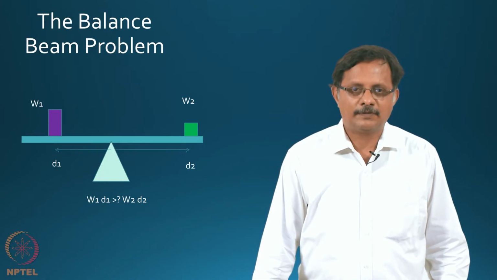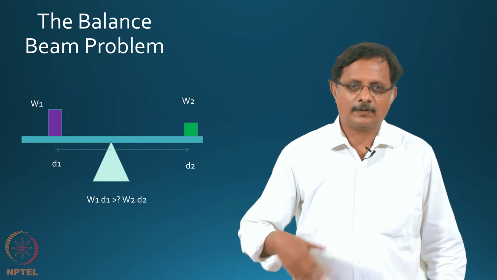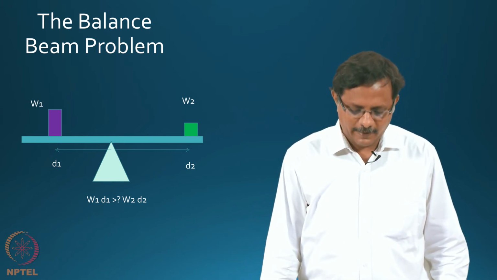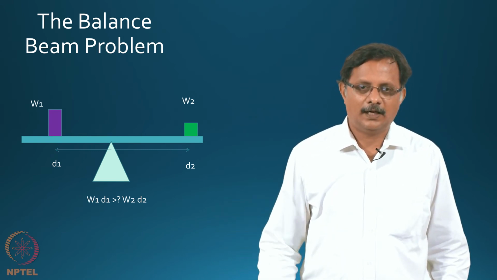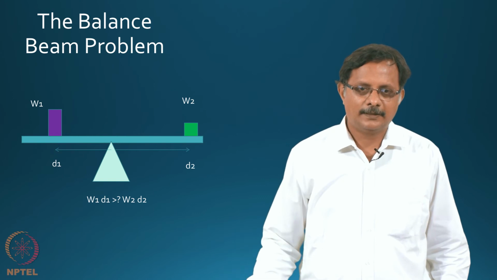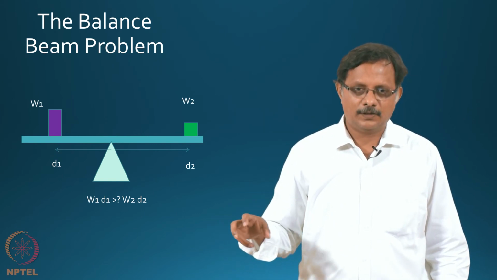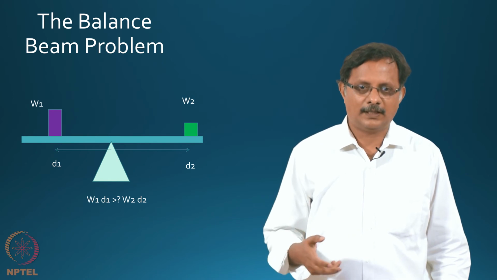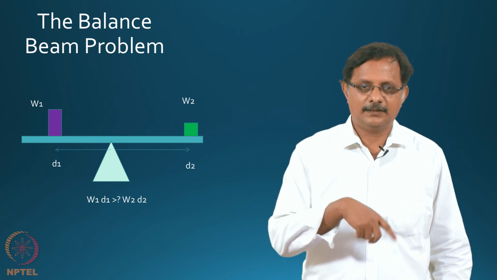The next phenomenon that we look at is called the balance beam problem. We all know from our high school physics that if you have a balance like this, with a fulcrum and a beam that is balanced on the fulcrum, and you place two weights on both sides, weight 1 at a distance d1 and weight 2 at a distance d2, then if you look at the products W1 times d1 and W2 times d2, the bigger product determines which way the beam will swing.